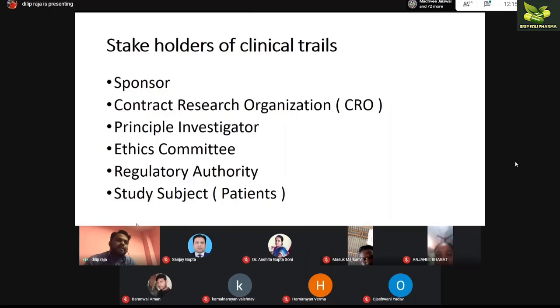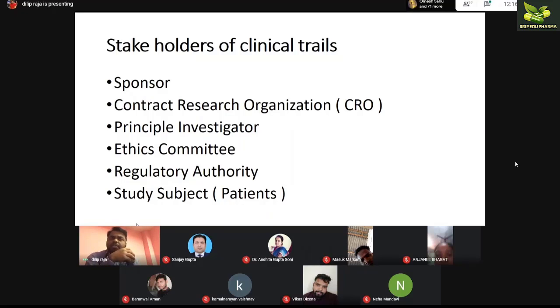Now we will see the stakeholders of the clinical trials. Who are all the persons, or who are all the stakeholders involved in the clinical trials? So we have a sponsor, contract research organization, which is also called CRO, principal investigator, ethics committee, regulatory authority, and the study subject, meaning the study participants or the volunteers. We are going to learn each and everything in brief. We are very short of time, which is why I did not keep an individual slide for each. So I'll explain each and everything.